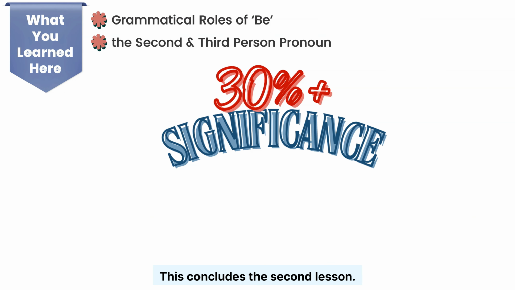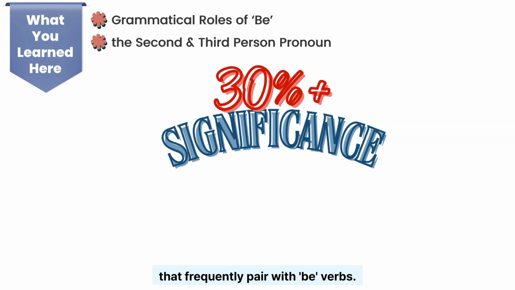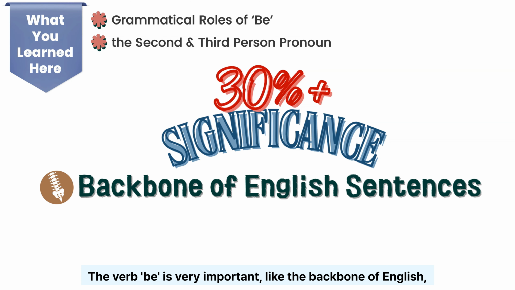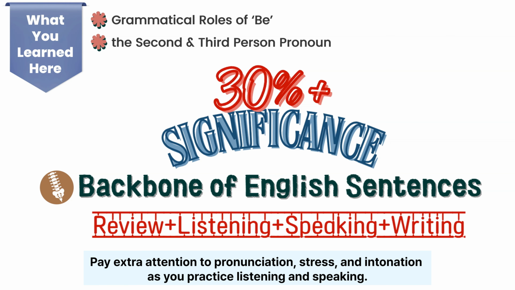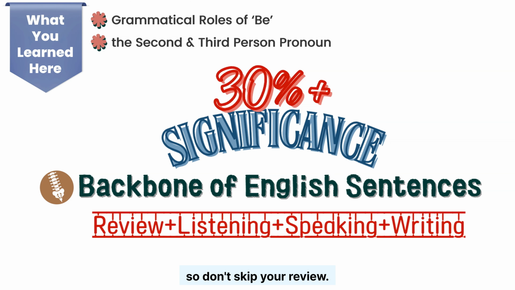This concludes the second lesson. In this video, we looked at the second and third person pronouns that frequently pair with be verbs. And in the next video, we will explain important points that are frequently tested on exams. The verb be is very important, like the backbone of English, so you must review it carefully. Pay extra attention to pronunciation, stress, and intonation as you practice listening and speaking. Also, remember that learning the meaning of words within sentences is important, so don't skip your review.